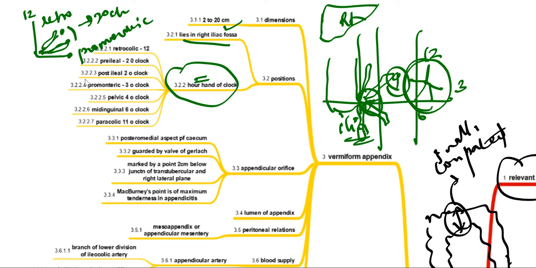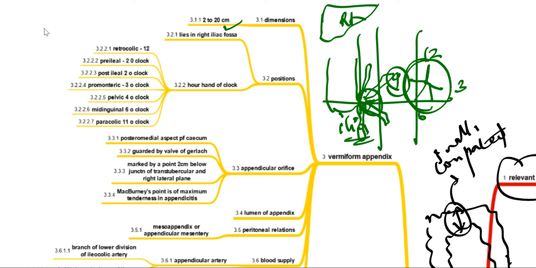It has the clock hand positions. Retrocolic is this position. Whereas the periileal and postileal, these are the two positions, the 2 o'clock position. Then promontoric is the 3 o'clock position. Pelvic is the 4 o'clock position. Mid-inguinal is the 6 o'clock position. And the paracolic is the 11 o'clock position. So these are the positions of the appendix.